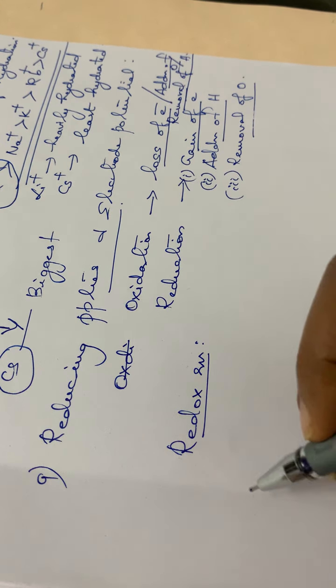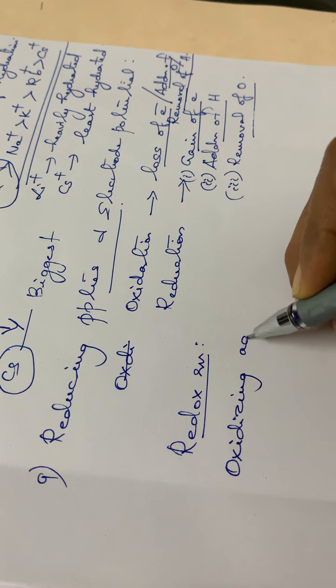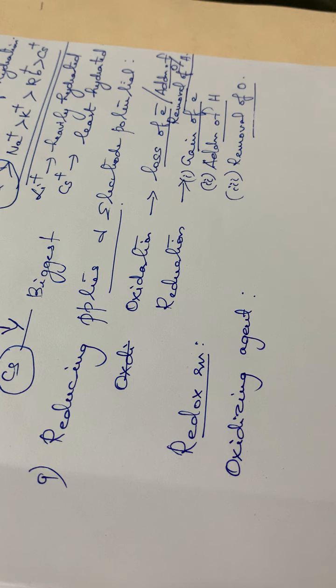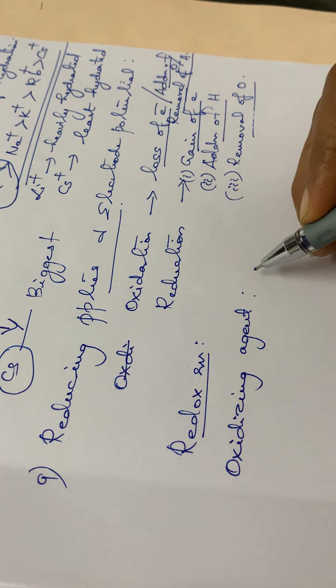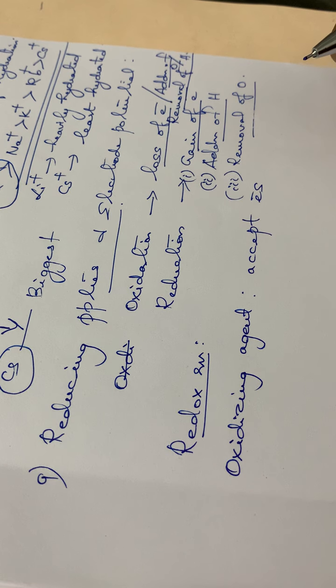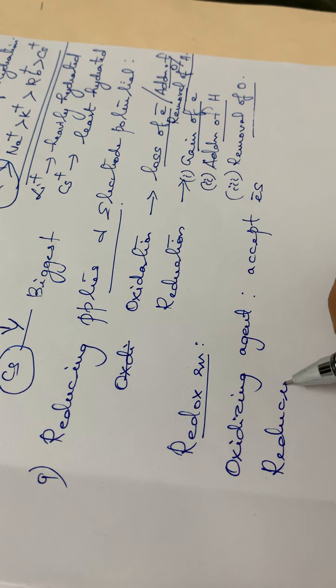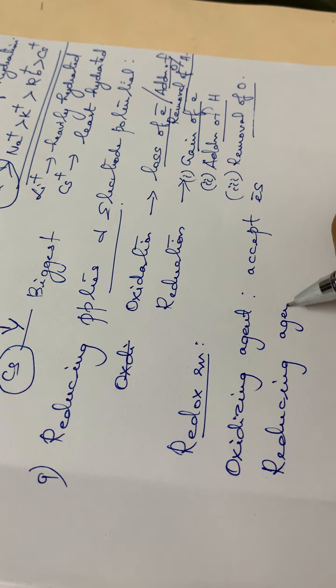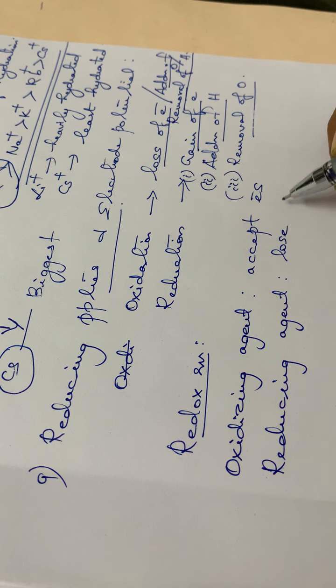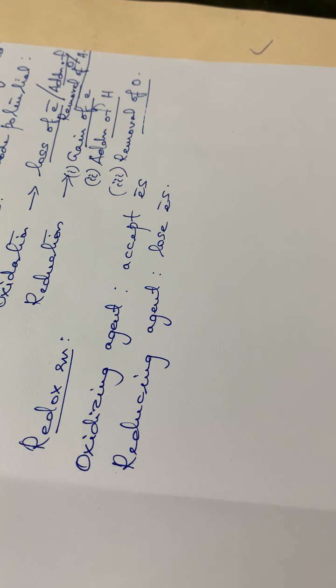Then we have to see what is an oxidizing agent as well as a reducing agent. Oxidizing agent means a substance which can accept electrons, while reducing agent means a substance which can lose electrons readily.